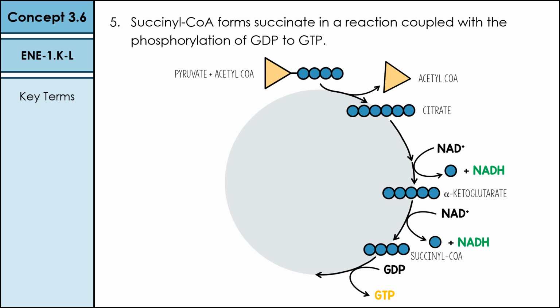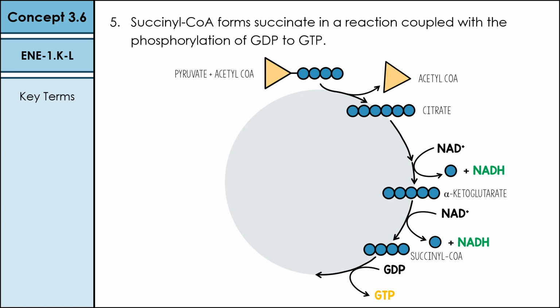So we get the phosphorylation of GDP to GTP. GDP and GTP are just like ADP and ATP, but we have swapped out the nitrogenous base in their structures. So we can almost read these as ATP in this case. They will eventually be ATP.